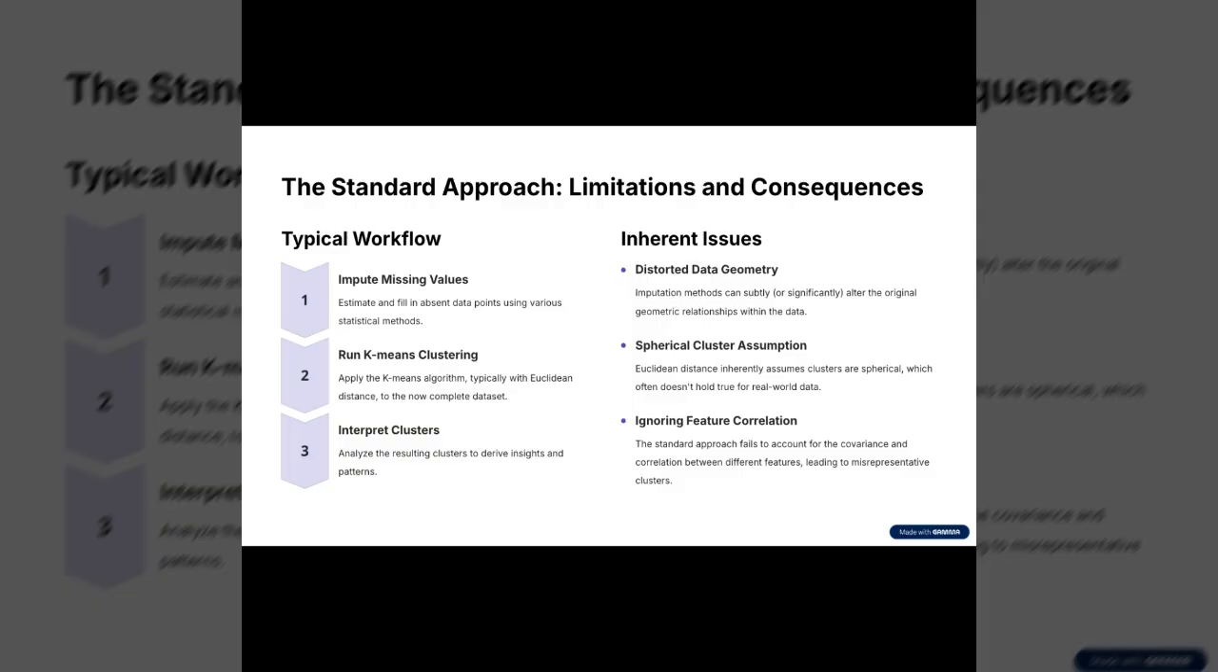Let's look at how k-means is usually applied. Step 1 is impute missing values. That might be a mean fill, a median fill, or something more advanced. Step 2 is to run k-means using Euclidean distance. It looks clean, but here's the problem. The imputation step changes your distribution. If features are correlated, that bias spreads across dimensions. So your clusters are man-made versions of your data and not the real thing.